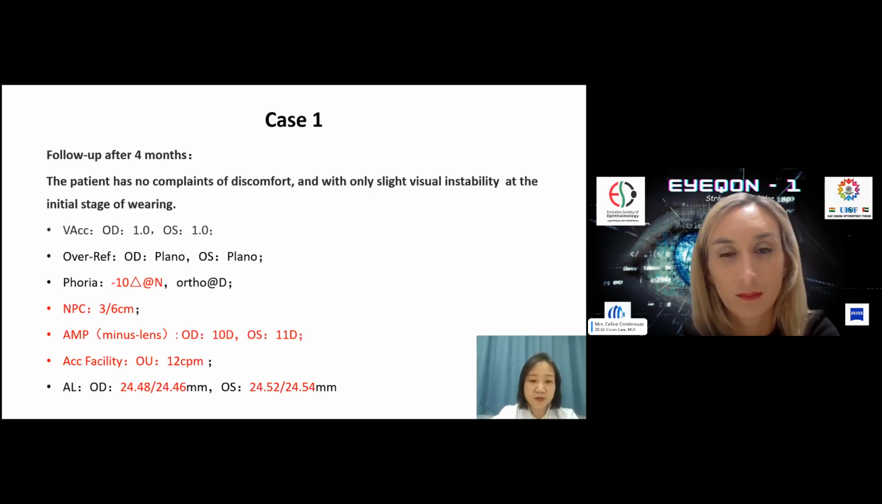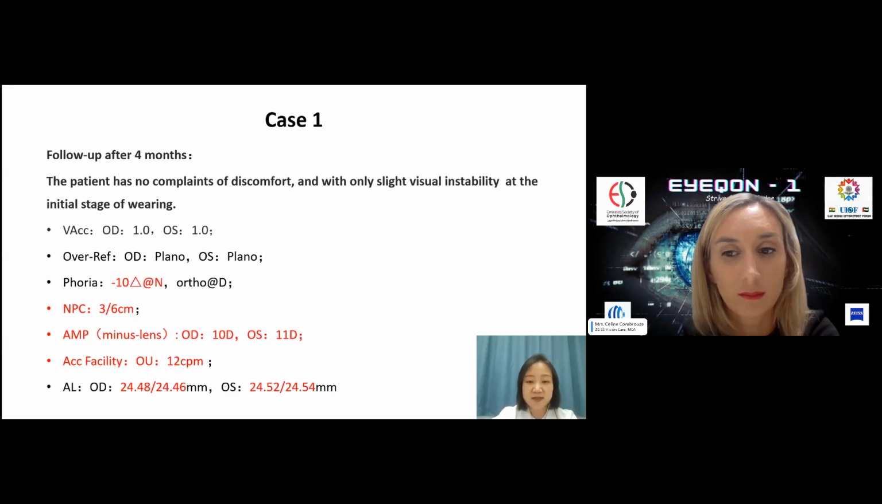After 4 months of wearing glasses, the patient came again. She had no complaints about discomfort, with only slight visual instability at the initial stage of wearing, which gradually relieved. Let's review the results of the eye examination. The visual acuity with glasses was good in both eyes. Foveal status was unchanged.